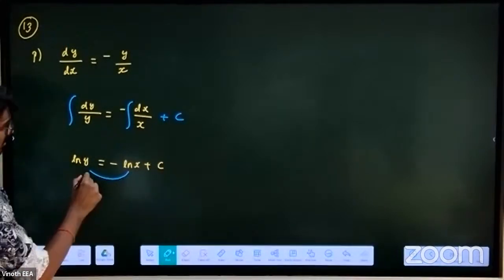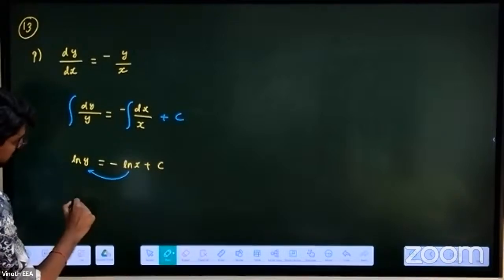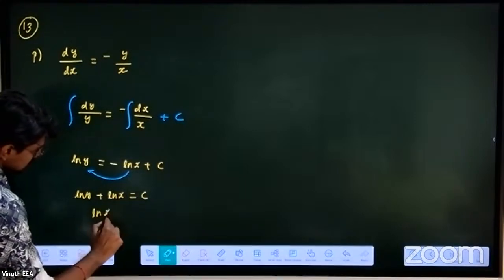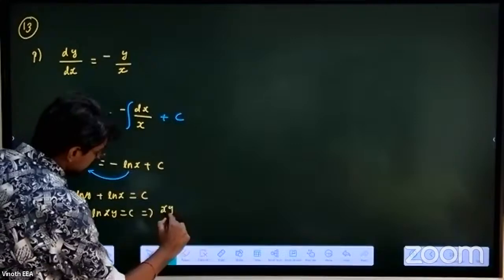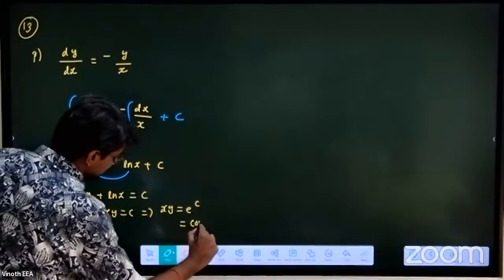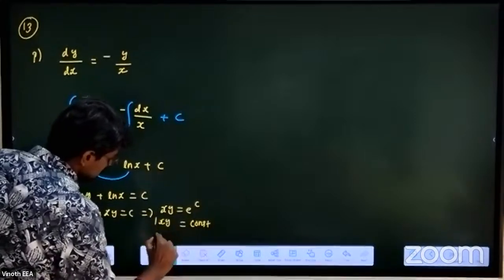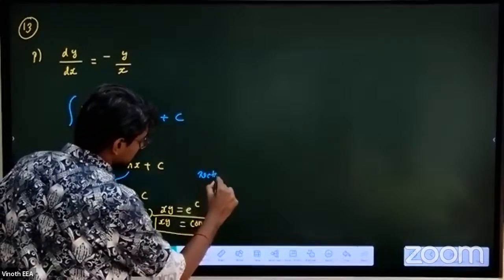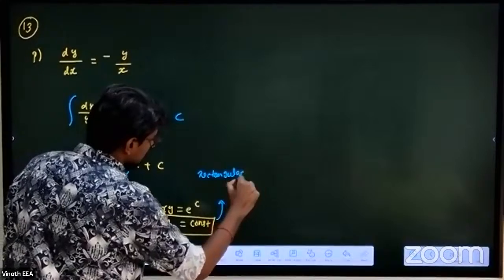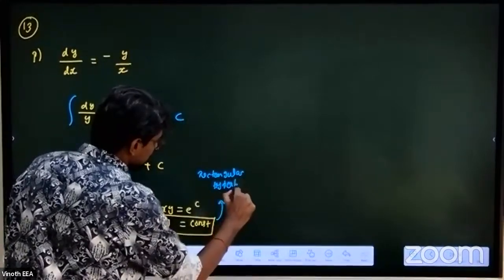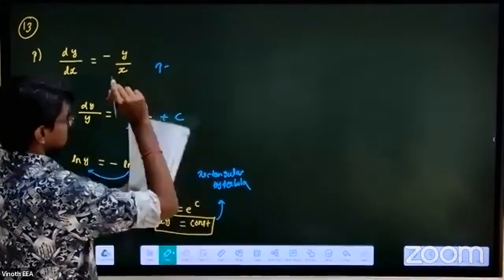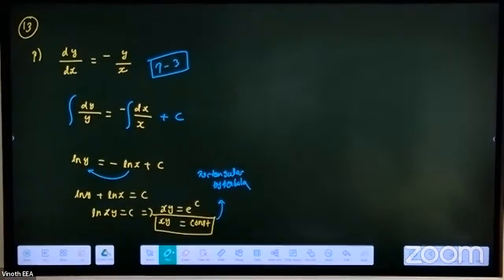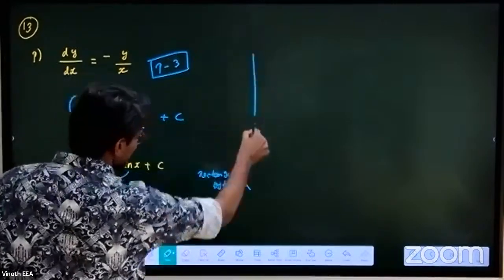Bring this ln x to this side. So ln y plus ln x equal to c, that is ln xy equal to c, which can be written as xy equal to e power c. That is again a constant, so xy equal to constant. What is this? Hyperbola. Specifically, it is rectangular hyperbola, but it is hyperbola. So P corresponds to 3, hyperbola. Next.